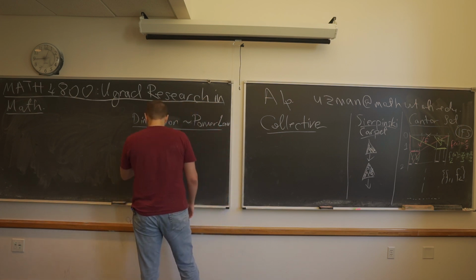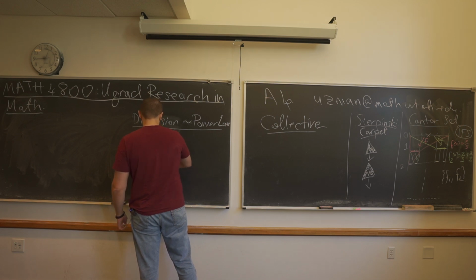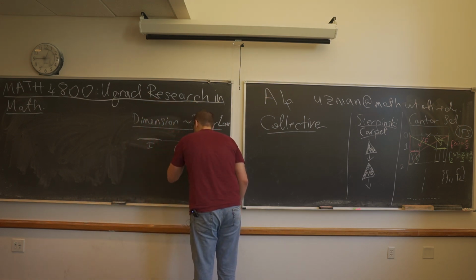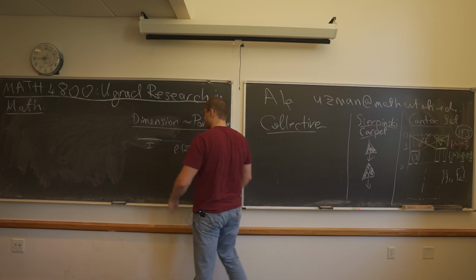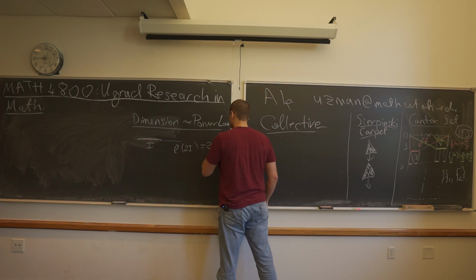Let's write it like this. If this is the interval, then the length of twice the interval, stretching by a factor of 2, is 2 times the length of the interval.